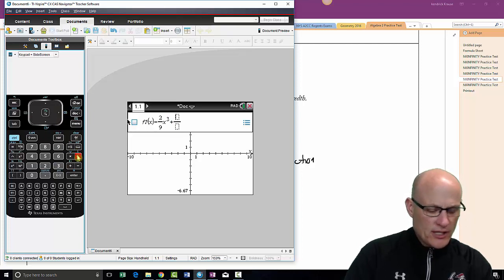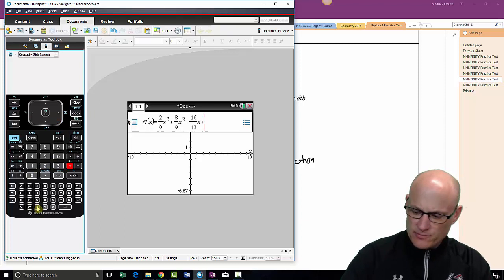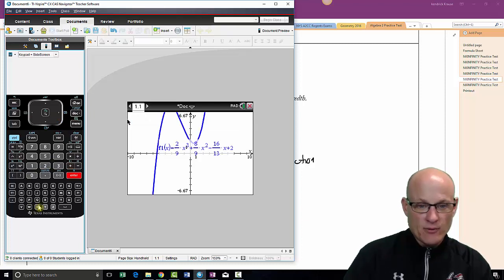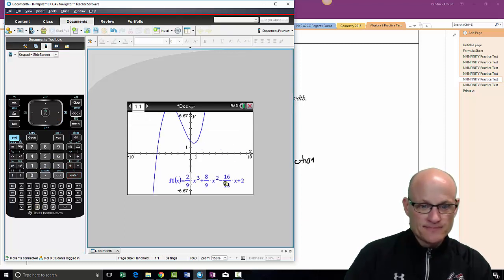Control division. 8 over 9 x squared. Squared mode's fine. Minus 16 over 3. Oops. I would always write things out as fractions. You've got the option. It takes a little bit over time, but I was always writing them out as fractions like this. X, and then plus 2. Man, that was a pain in the neck.